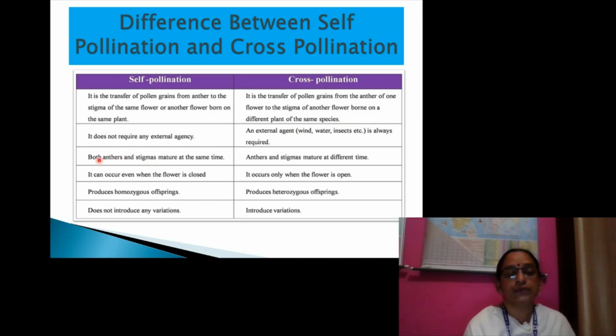In self-pollination, both anthers and stigmas mature at the same time. In cross-pollination, anthers and stigmas mature at different times. Self-pollination can occur even when the flower is closed. Cross-pollination occurs only when the flower is open. Self-pollination produces homozygous offspring. That means all the young ones look alike. Cross-pollination produces heterozygous offspring. Here, the young ones show some differences. Self-pollination does not introduce any variations, but cross-pollination introduces variations.